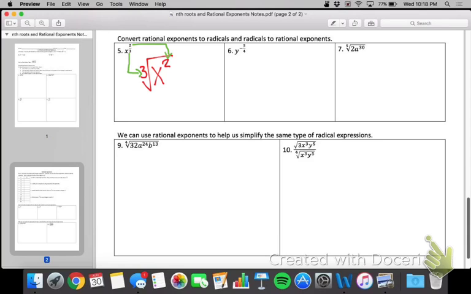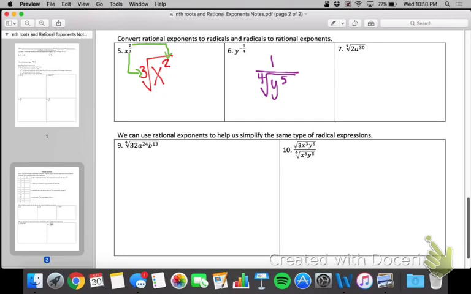The second example, notice this is a negative exponent, and that's from our properties of exponents. We know negative exponents make reciprocals, so this is going to be 1 divided by, and again, the 5 becomes the exponent, and the 4 is the index. That's it.